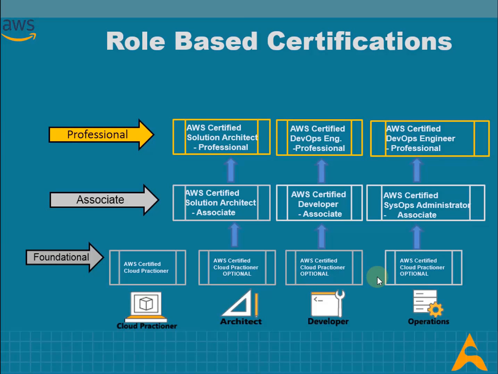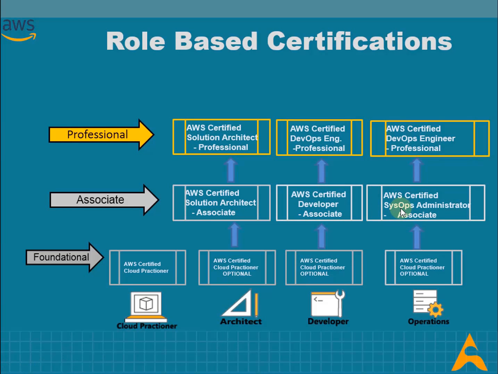It is independent of specific technical roles addressed by other AWS certifications, for example, Solution Architect Associate, Developer Associate, or SysOps Administrator Associate. So after the foundational one, which is optional, it starts with associate level. There are no prerequisites, only you need to be familiar with the concept. Here, associate certification covers the role of solution architect, developer, and SysOps administrator.